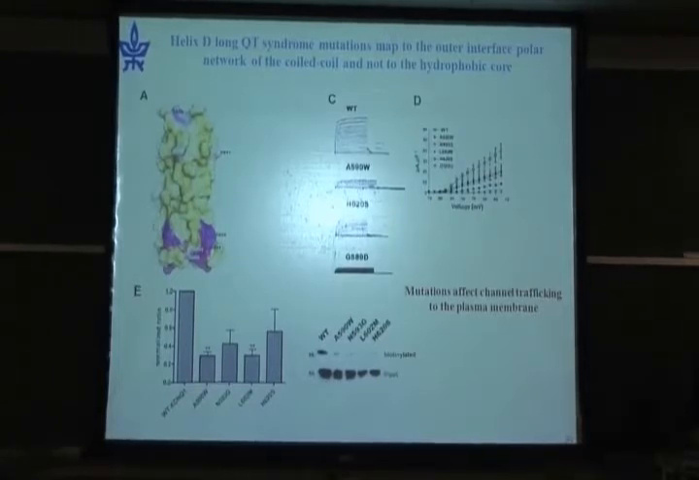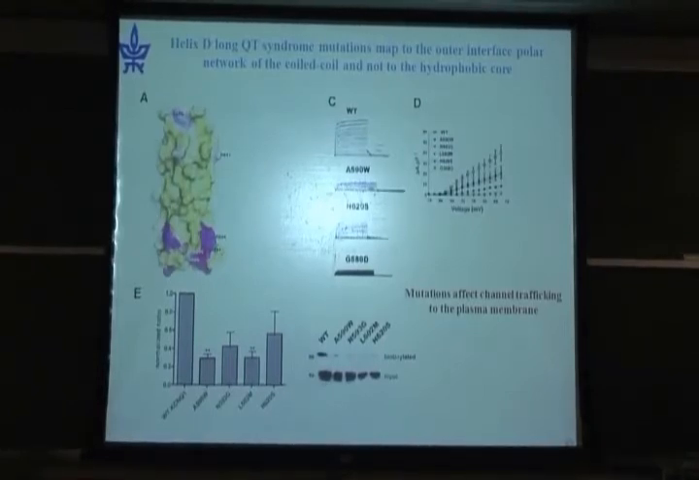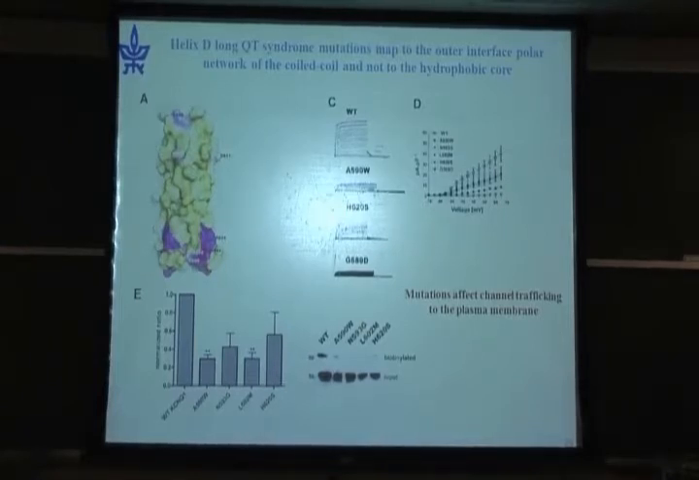So we analyze, of course, the current. These mutations impact more or less on the density of the current and the trafficking. So we used, again, this cell surface biotinylation assay, and we found that all long QT mutations that map to this LXD coil-coil are affecting the trafficking of the channel. Okay? So LXD is very important for the tetramerization, but also for the proper trafficking of the channel.